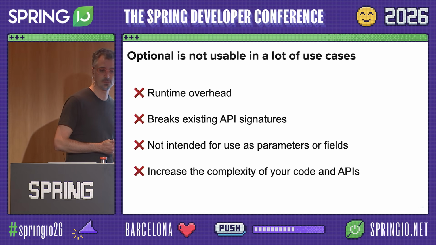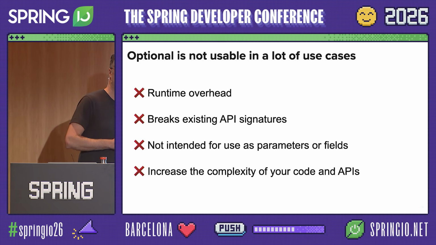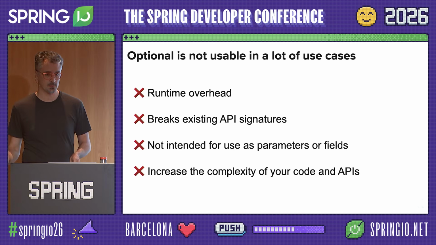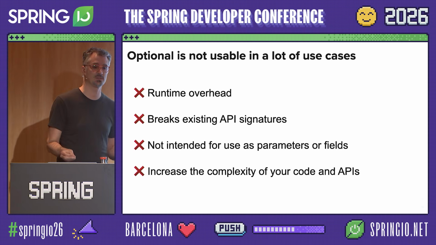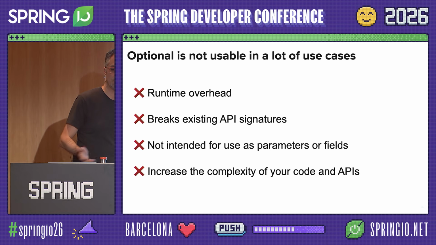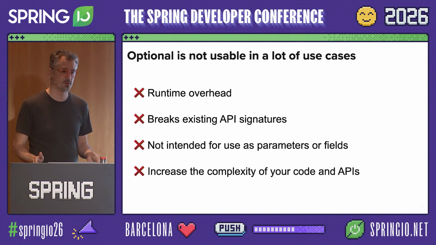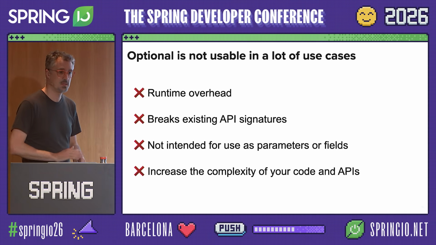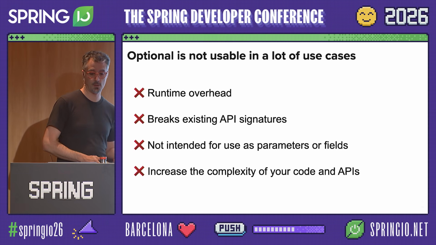But the most important thing: do you think that Spring, JDK, and other popular projects are going to modify all their API signatures to replace T by Optional of T? No, it will never happen. We can't break all those APIs that are here forever, or at least for 20 years. It's impossible. So we can't use it.